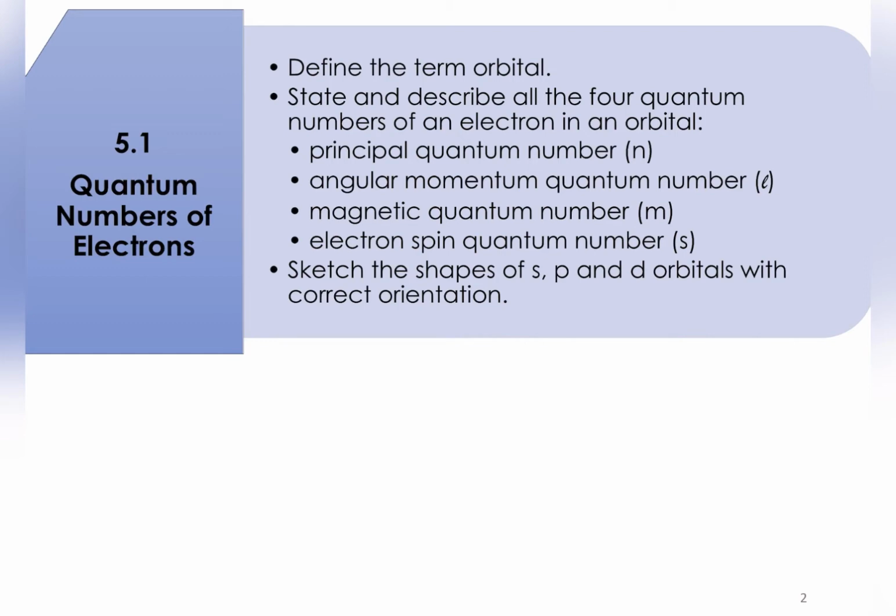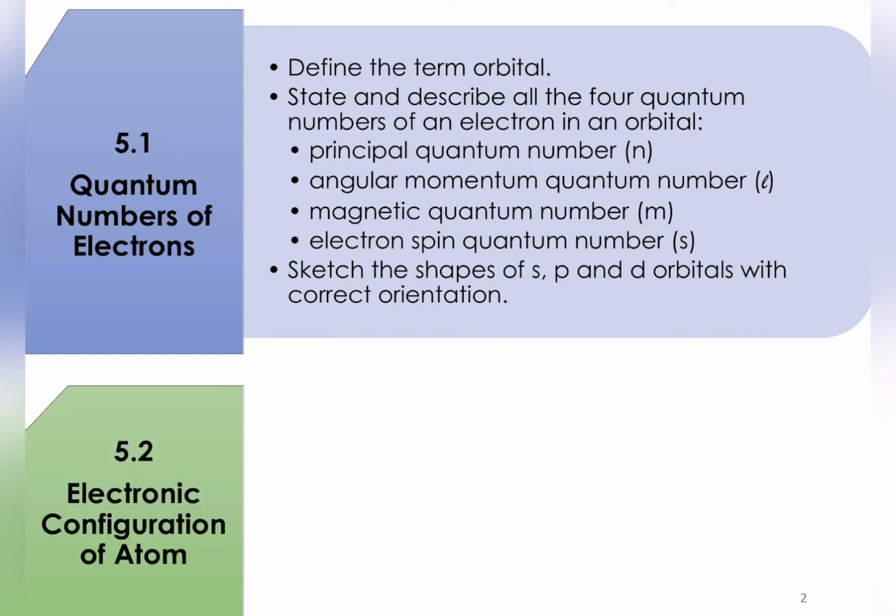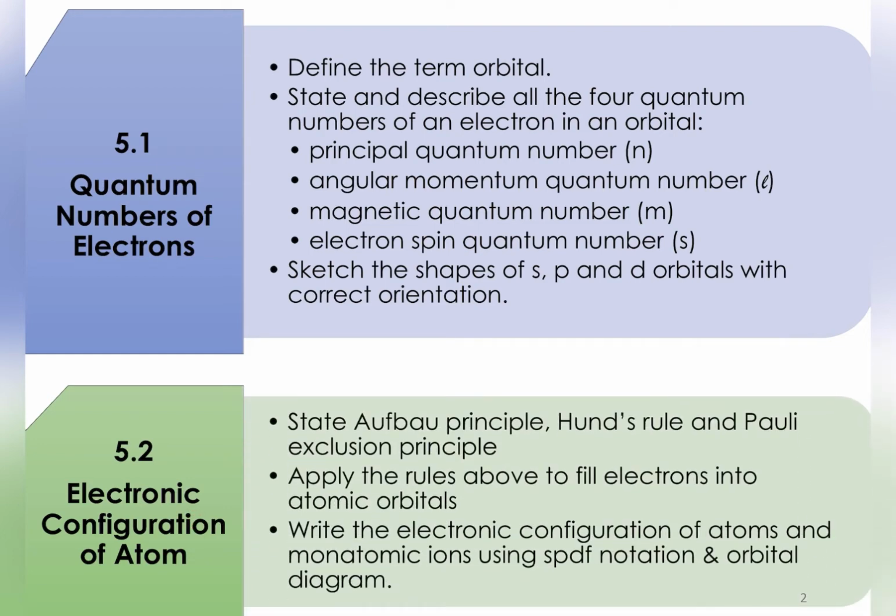And the next part, you are going to learn how to sketch the shapes of SPD orbitals with the correct axis and orientations. And then for the next subtopic 5.2, electronic configuration of atom, we are going to learn the definition of Aufbau principle, Hund's rule, and Pauli exclusion principle. And you have to apply this into filling electrons into atomic orbitals. And the next one, you have to write the electronic configuration of atoms or monoatomic ions by using SPDF notation or orbital diagram. So those are the descriptions that you have to know in this chapter.